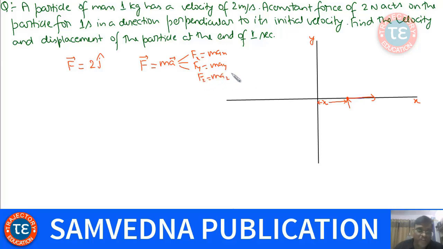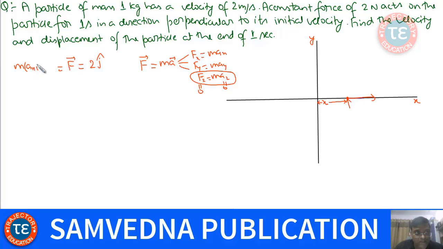This converts to Fx equals to m ax, Fy equals to m ay, Fz equals to m az. But since it is a two-dimensional problem, Fz is also 0 and az is also 0. This is not useful for you. So what do you find from here? You find that if the force is acting in y direction, it will only change the velocity in y direction. It will not affect the motion in x direction. It will not affect the velocity of the body in x direction.